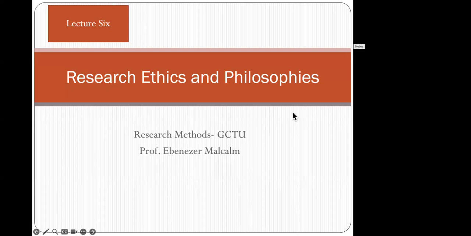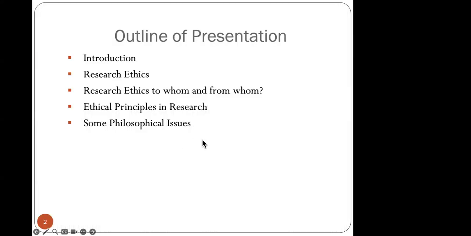So today we are going to look into that and understand certain key elements that we are going to take note of. So let's look at the outline of the presentation. We'll look at the introduction, then the research ethics. Then we talk about research ethics to whom, from whom. Then we look at ethical principles in research. Then we also look at some philosophical issues under research.